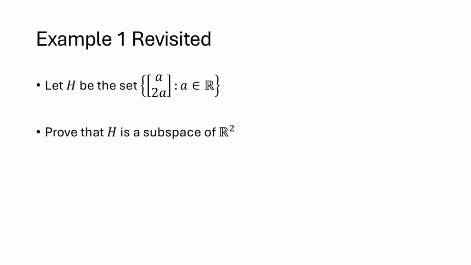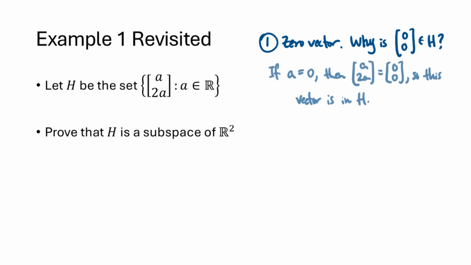So let's return to our example from example 1. Let's prove that this subset of vectors is actually a subspace, that it has those three properties that we were just talking about. So the first one is the zero vector. So why is this zero vector in H? Well, we already saw this back in example 1. We saw that if we let the variable in our formula a equal 0, then the vector a, 2a works out to be 0, 0, and that shows that the zero vector is in H.